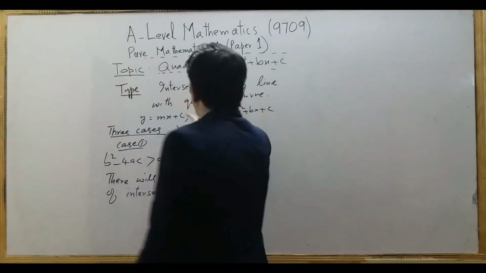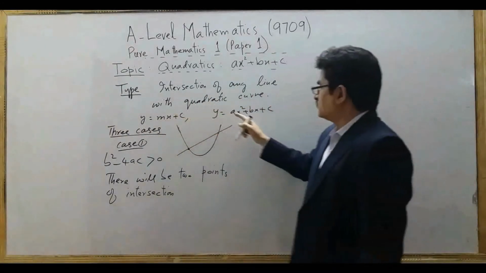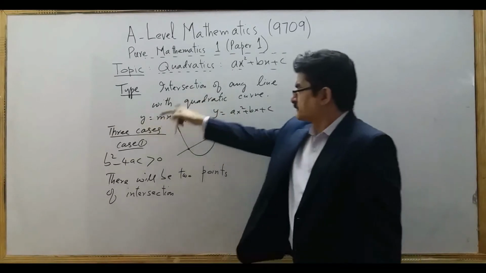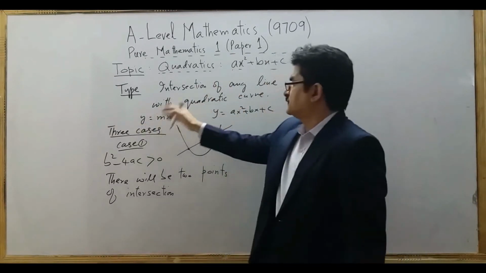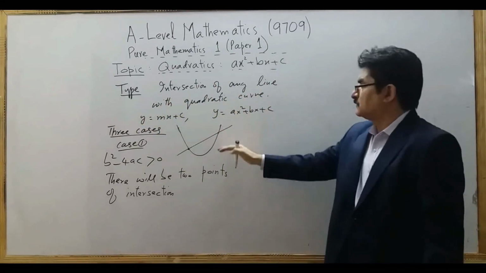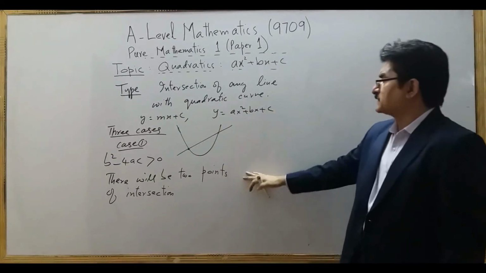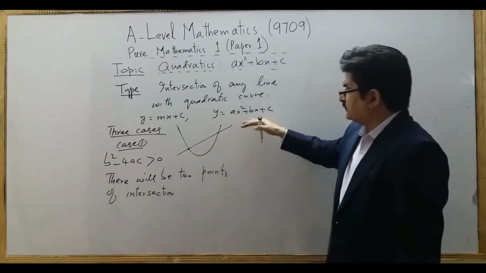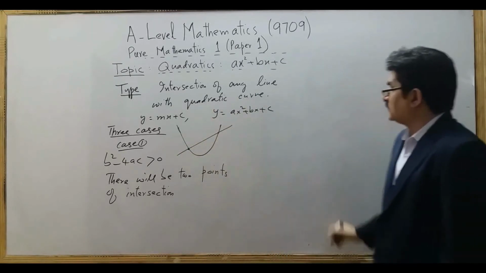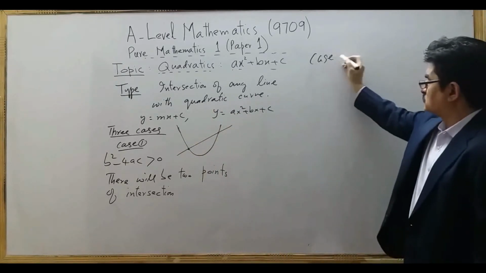So when you solve this pair of equations, you will use the substitution method. You will substitute the value of y into this equation and solve. You have done this in the first video. Then you will get values of x. So if this is the case that the line meets the curve at 2 points, you will get 2 values of x.